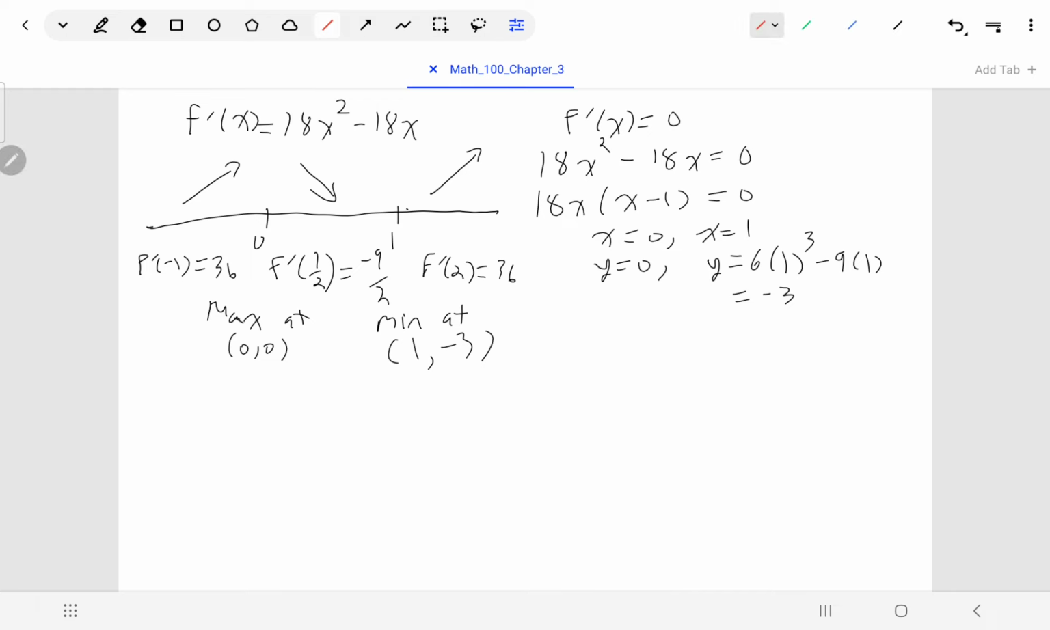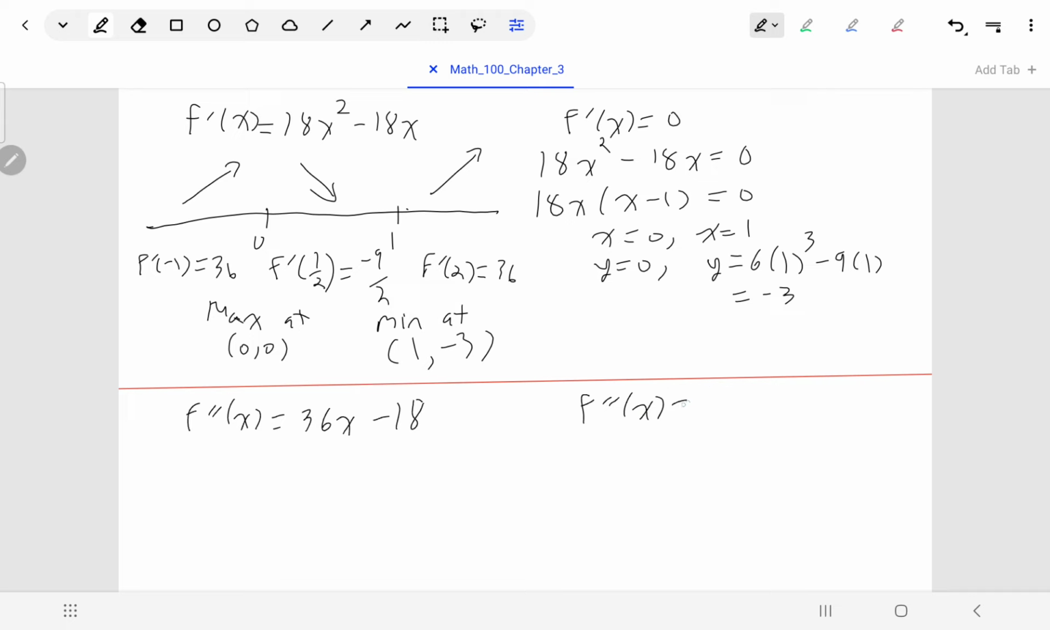So I guess next thing that I'll do is I'll figure out my second derivative. And for that one, the second derivative turns out to just be 36x minus 18. And for that one, we can find that the second derivative is only ever equal to 0 when x is equal to 1/2.